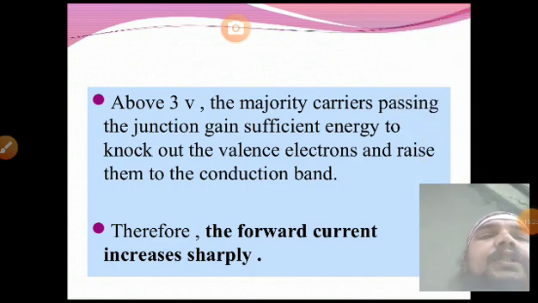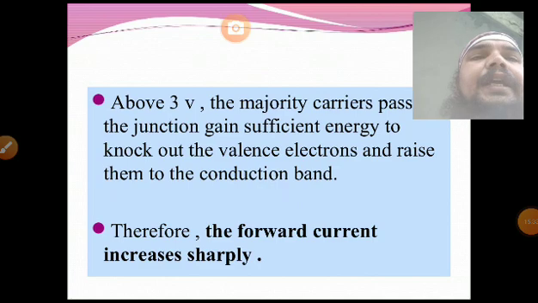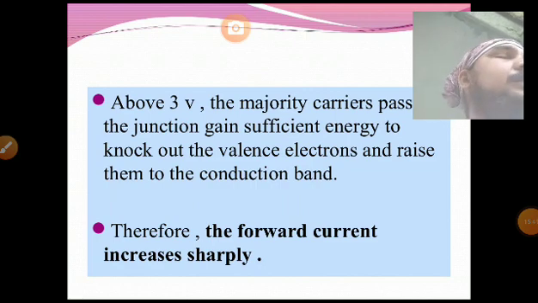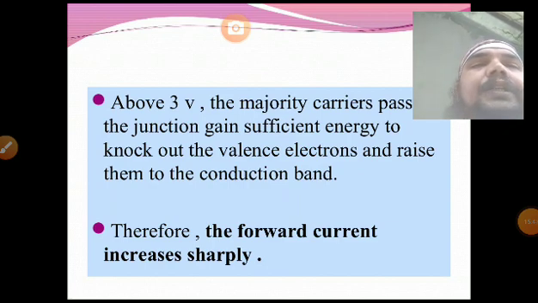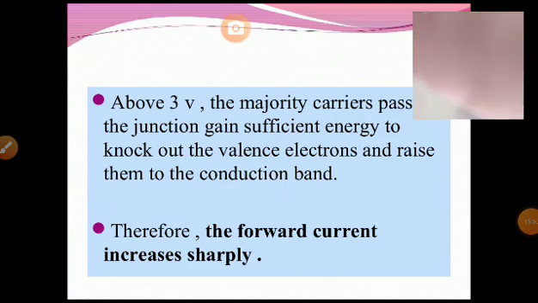Above 0.3 volt, the majority carriers passing the junction gain sufficient energy to knock electrons out of the valence band and raise them to the conduction band. Therefore, the forward current increases sharply in forward bias.